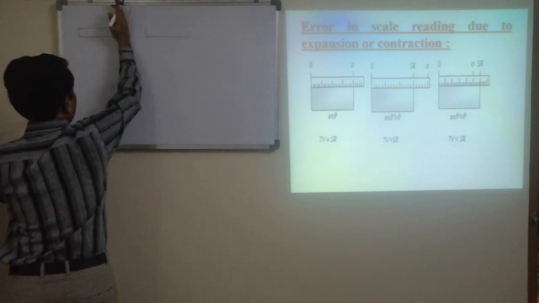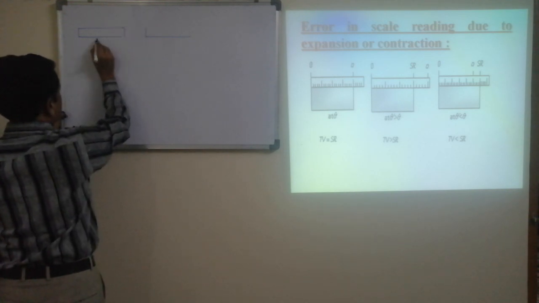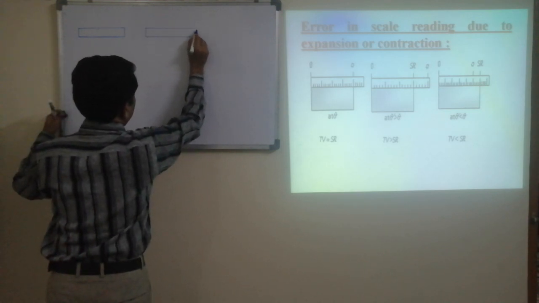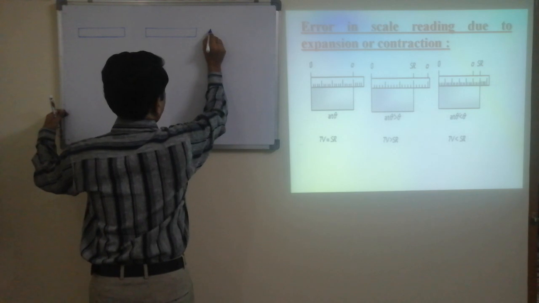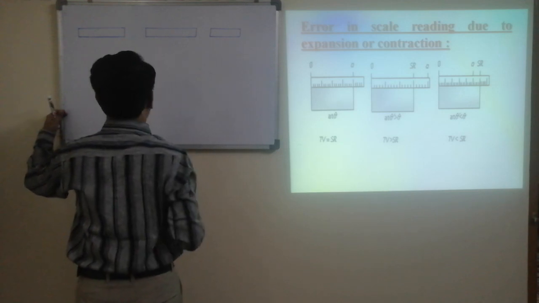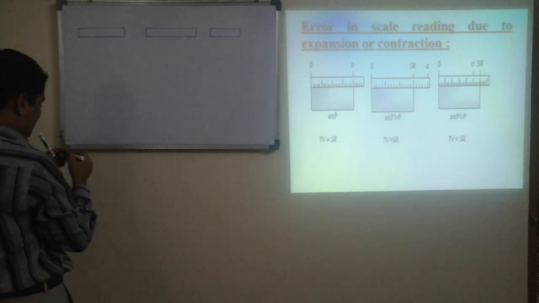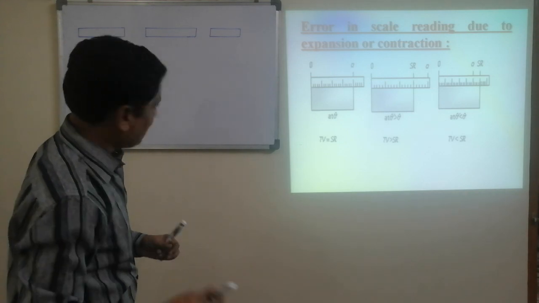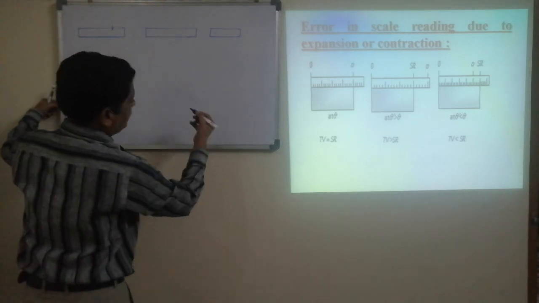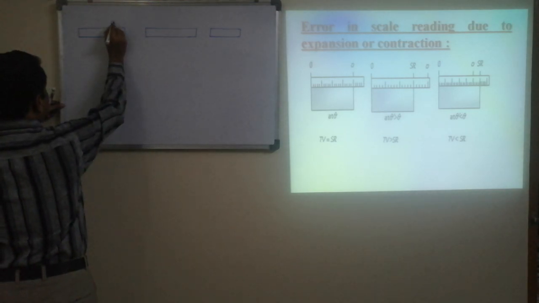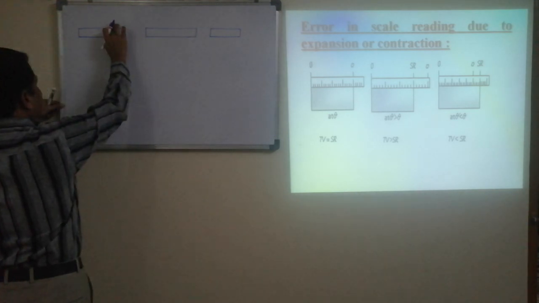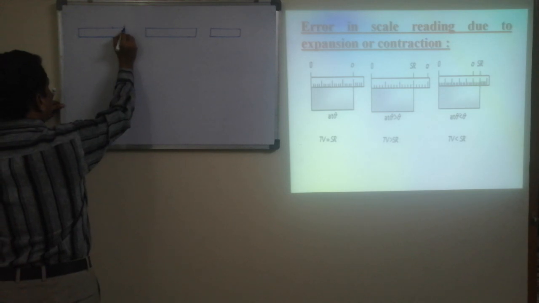In the first case I will take the size of the scale this much. In the second case I will take this much. In the third case I will take the size of the scale less. I'm representing this as a value, say A. Or otherwise I take one more thing. This is the value A.